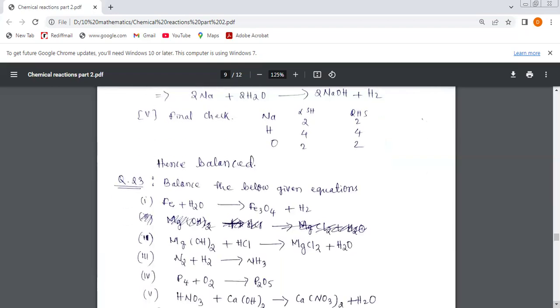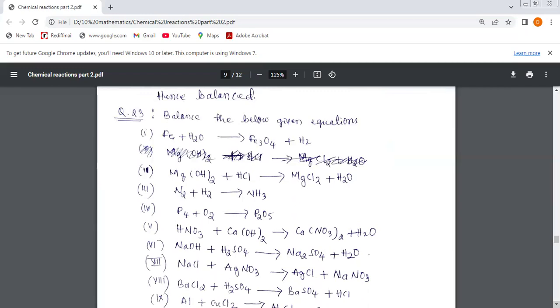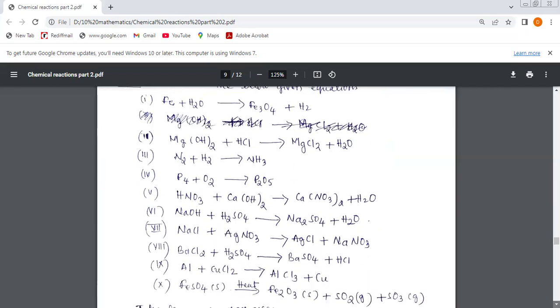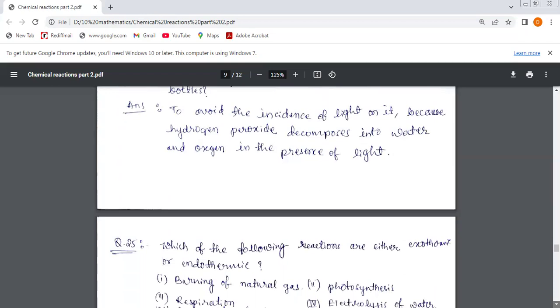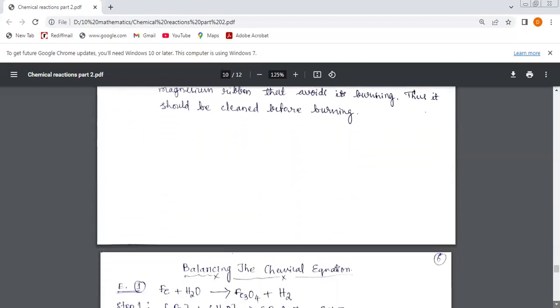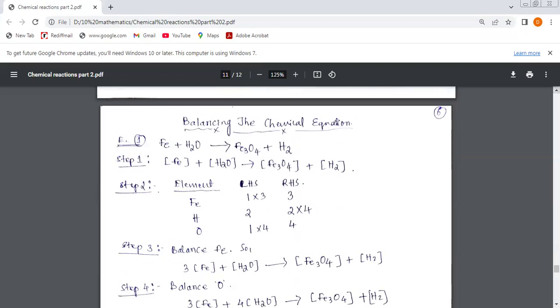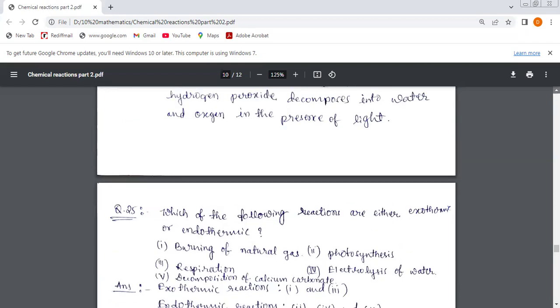In this way, you have to balance a given chemical equation. There are so many examples available for chemical reactions, and we can balance them one by one. I will cover two small questions so that this session gets over. I will just discuss another two questions.